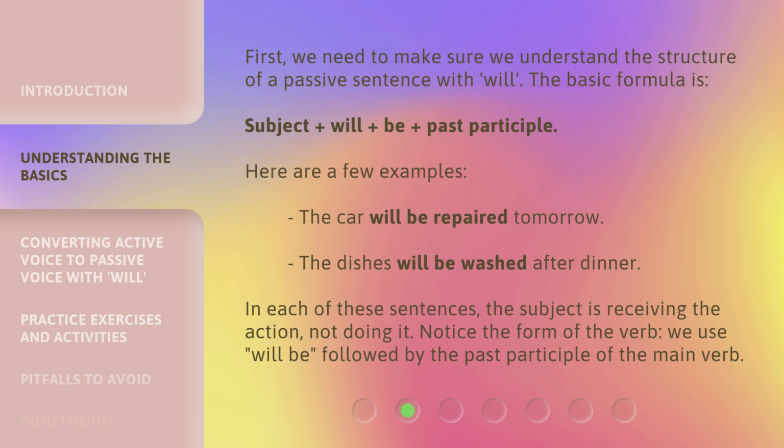In each of these sentences, the subject is receiving the action, not doing it. Notice the form of the verb. We use will be, followed by the past participle of the main verb.